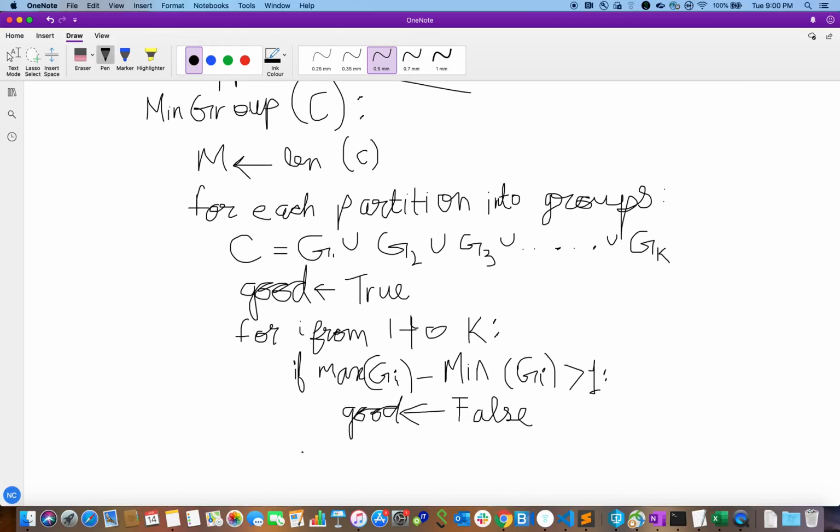And now, after the iteration through each of the groups formed, we need to check if all the groups formed are suitable for a solution. That means if good is true, you can simply write it as if good, or you can just check it as equals true.